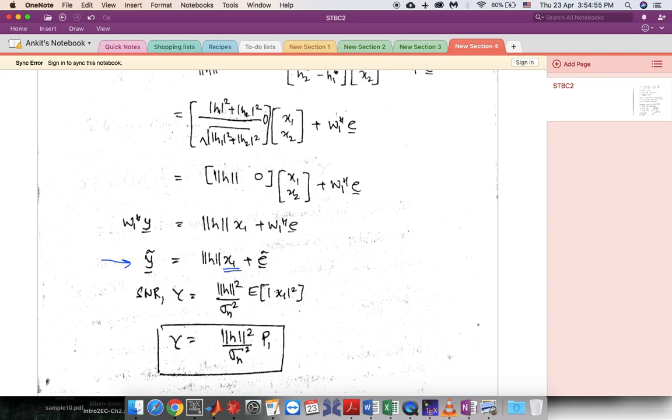Similarly, I can put it here as SNR1, which represents the SNR for x1, or the first branch. So what will be the SNR of this? Norm square divided by the variance of this noise, which is normalized after the manipulations, sigma n square, times the expectation of mod x1 square. The expectation of mod x1 square is nothing but p1, right?